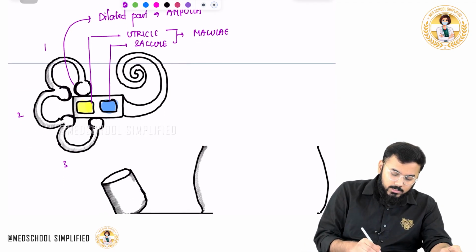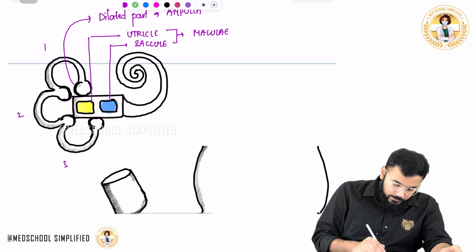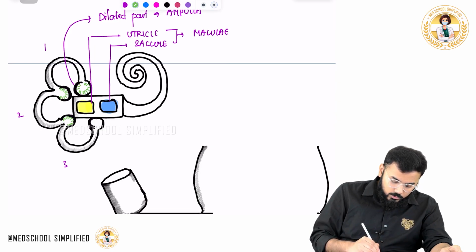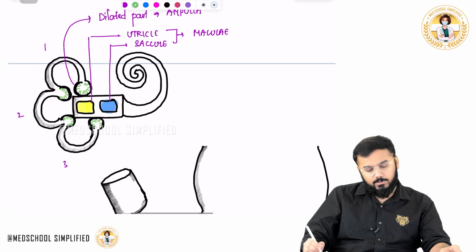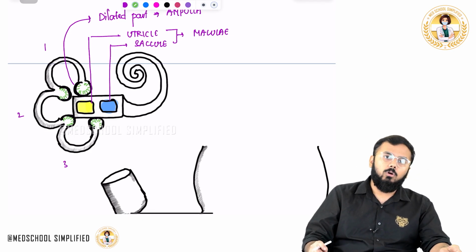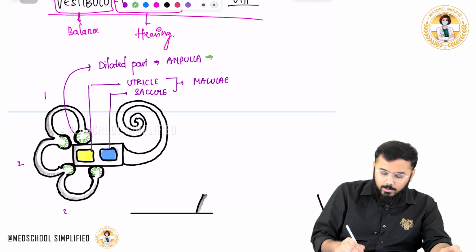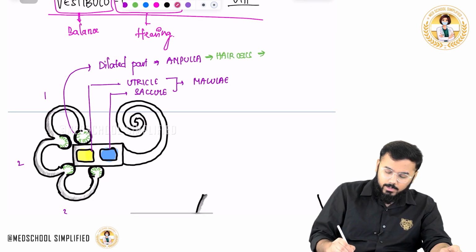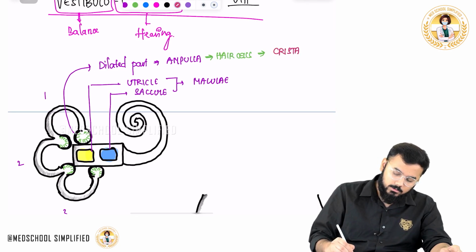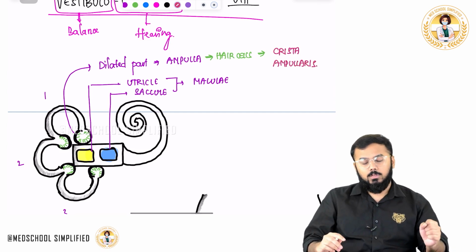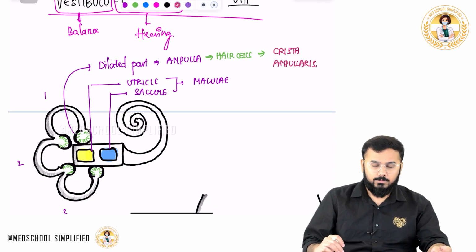Now if you look very closely inside, within this ampulla there are some hair cells. You see some green color cells which I am drawing. So these are some hair cells which are located within this ampulla. What is the name of these hair cells located within the ampulla? These hair cells are called cristae ampullaris.